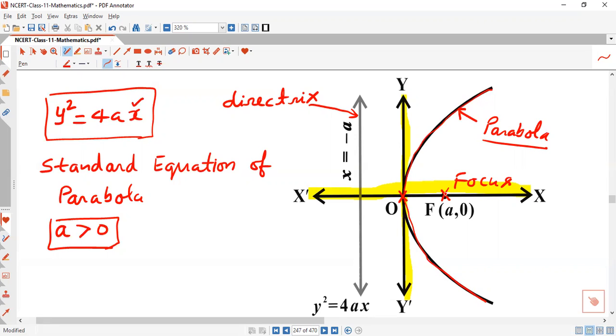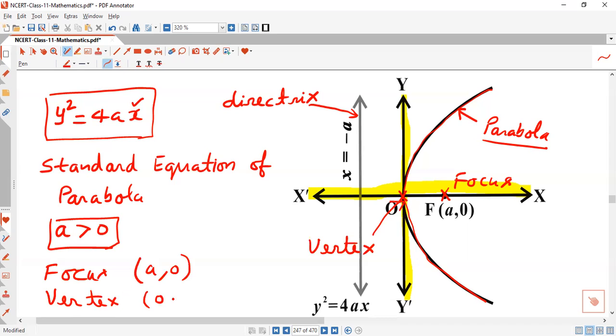So we see the focus. The focus of this parabola is (a, 0). This is the coordinate of the focus. At this point O, we say it is known as the vertex. And the coordinate of the vertex is (0, 0). We write coordinates in terms of x followed by y.